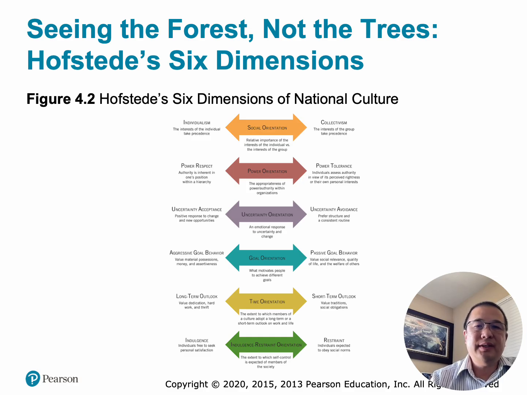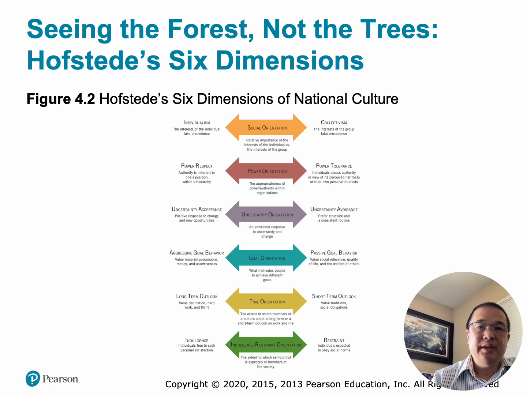This shows Hofstede's 6 cultural dimensions. Geert Hofstede identified 6 dimensions that help compare cultures. Number 1, individualism versus collectivism. Individualistic cultures: people focus on personal goals. Examples include United States and Canada. Collectivist cultures: people prioritize the group. Examples include Japan and China.